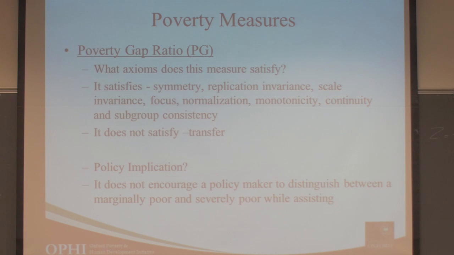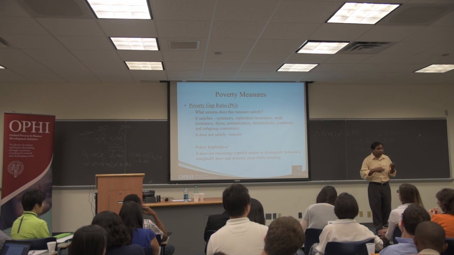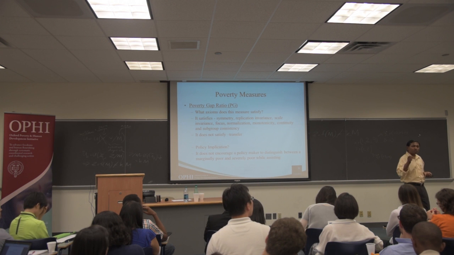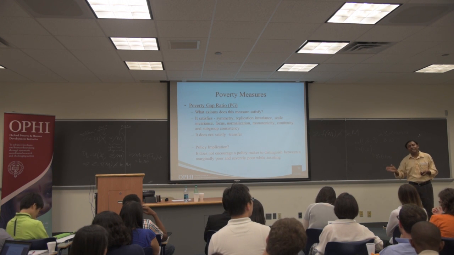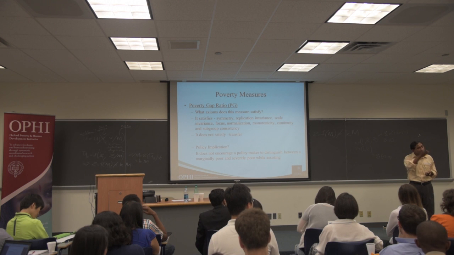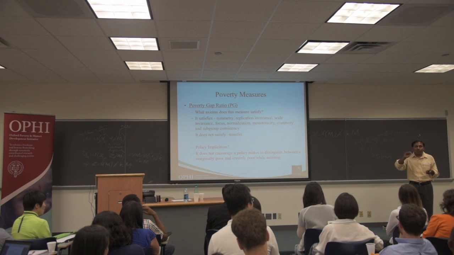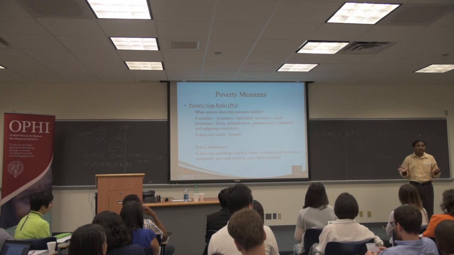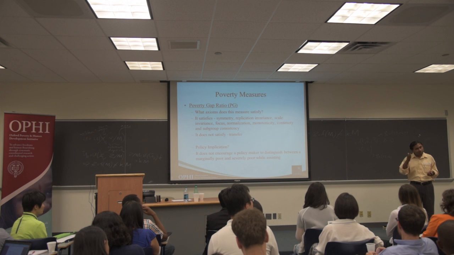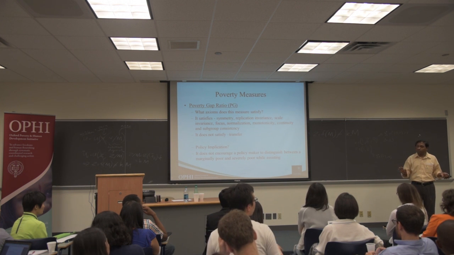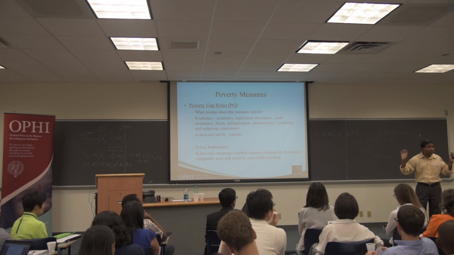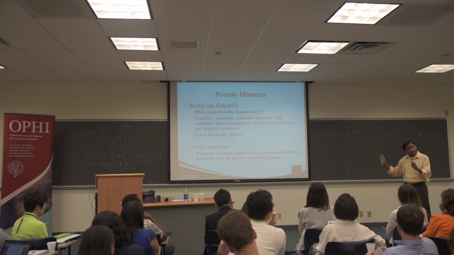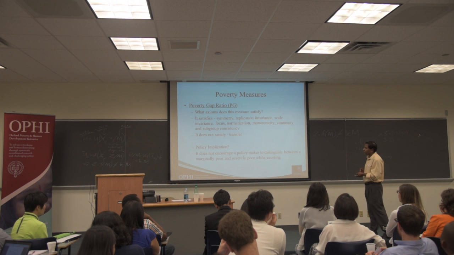Policy implication, it does not discourage a policymaker to distinguish between the marginally poor and the severely poor while making the assistance, but it also does not provide an overriding incentive to the policymaker to help the poorest. Because wherever you spend your dollar, you will have the same change in poverty. So you don't have any incentive to help the poorest, rather you can help the marginally poor, unless you are a very benevolent government, which is a completely exogenous thing coming from outside. You won't have any additional incentive.